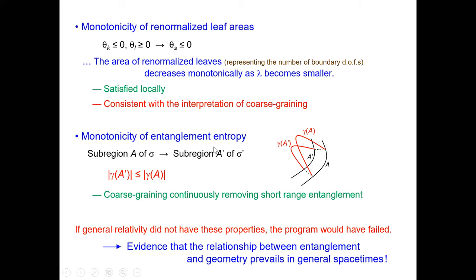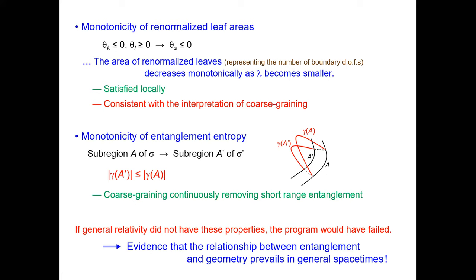So that's consistent with the interpretation that it's a coarse graining. And in fact, coarse graining entanglement means that for any von Neumann entropy of an original region A, if you move in, the von Neumann entropy of the region A prime, which corresponds to the original region and can be uniquely determined by the orthogonal surface to A and A prime, must be smaller than the entropy of A.